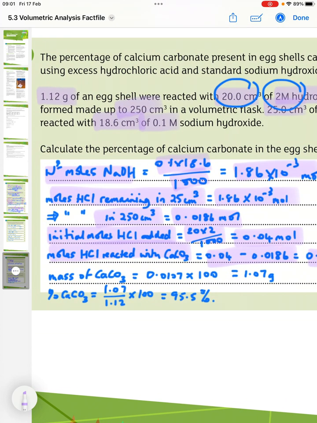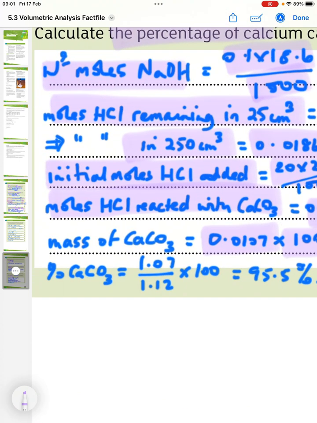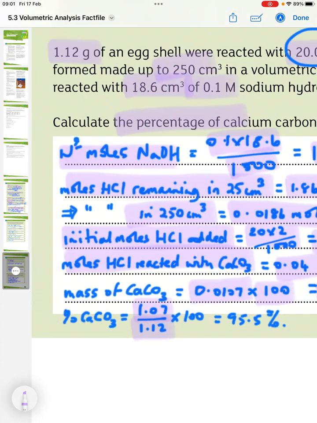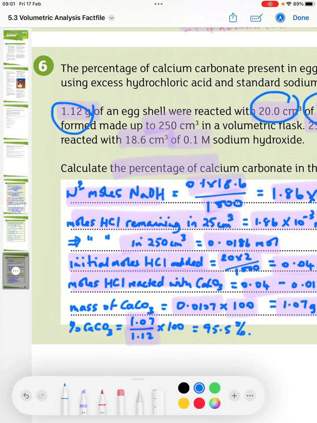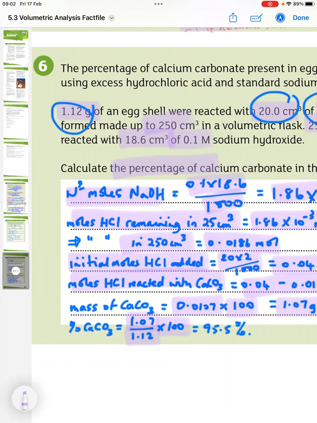So then the mass of the calcium carbonate, we've got this 0.0107 that we just worked out. The formula mass is 100, so that gives us 1.07 grams. And the question asks for the percentage of the calcium carbonate in the eggshells. So we found 1.07. The question said 1.12 grams, times 100, 95.5%. So thanks for watching this.